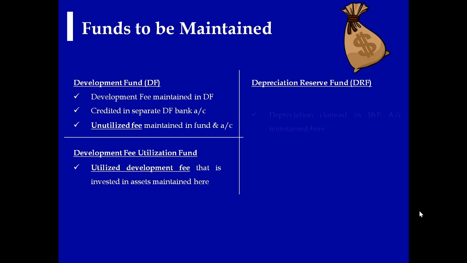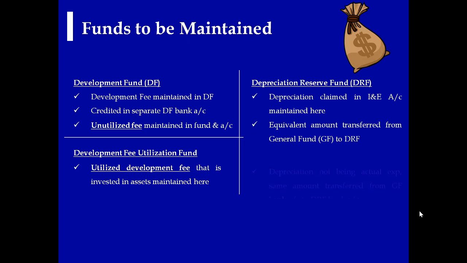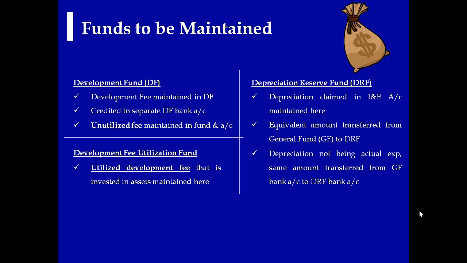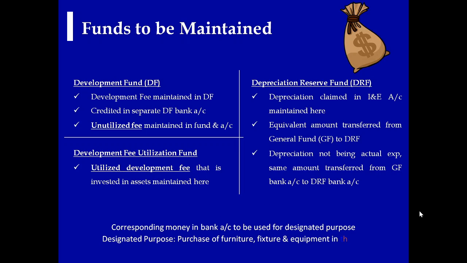And the third fund, the depreciation reserve fund, basically is equivalent to the amount of depreciation that you charged in the income expenditure account. Please note that all these funds are restricted funds and their utilization has to be for a particular purpose. The particular purpose in this case is the purchase of furniture, fixture and equipment.